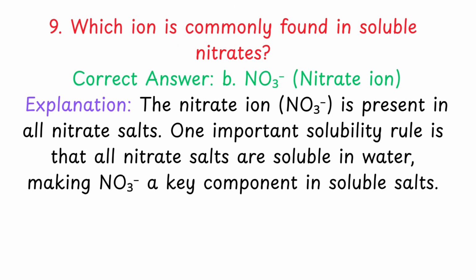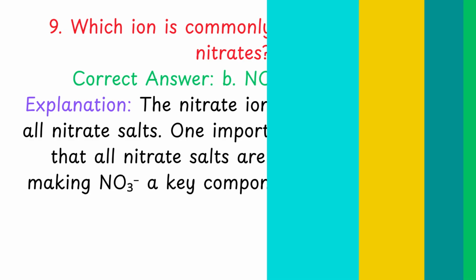9. Which ion is commonly found in soluble nitrates? Correct answer, B. NO3-, nitrate ion. Explanation. The nitrate ion, NO3-, is present in all nitrate salts. One important solubility rule is that all nitrate salts are soluble in water, making NO3- a key component in soluble salts. Short answer questions, detailed.